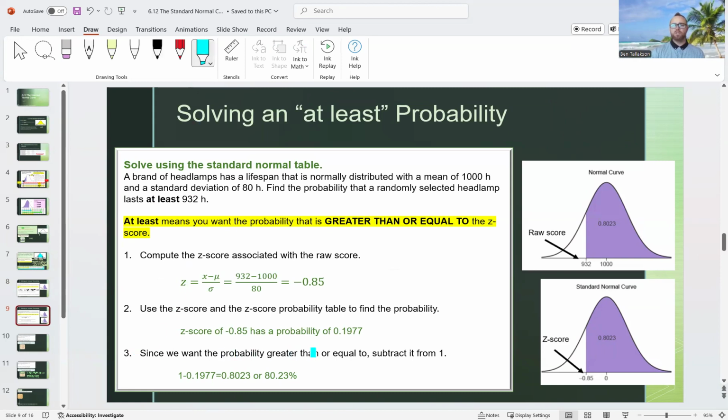And this is where you really need to think about what's happening. Since we want the probability greater than or equal to, we're subtracting it from 1. That's the key difference here, right? Because think about it. If you want this entire shaded region to the right, you take the entire thing, 1, and subtract this part that I'm highlighting in blue, right? Because that's the probability that the table gives us. This little probability there, the table gave us, so we can use that to now subtract to find the larger area to the right, and that is 80.23%.